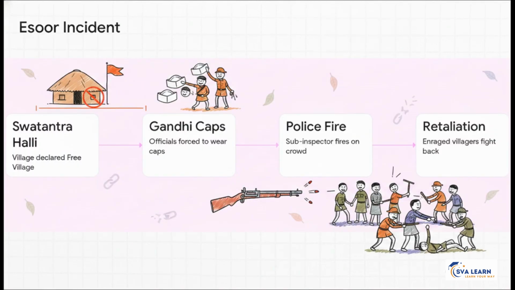To prove you understand just how intense things got at the grassroots level in '42, let's talk about the mind-blowing Essur incident. Essur is this small village near Shikaripura. Step 1, the villagers bravely declared their town Swatantrahali, literally a free village, banning British officials from even entering. Step 2, when officials tried to push their way in anyway, the villagers forced them to put on Gandhi caps. Step 3, a furious police sub-inspector ends up opening fire on the unarmed crowd. Step 4, the villagers completely snap, fight back, and end up killing him. Telling this specific micro-story shows examiners that you don't just know the big national politics, you understand the fierce, raw rebellion happening in the villages.